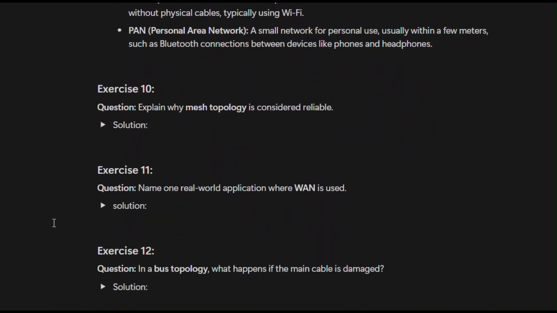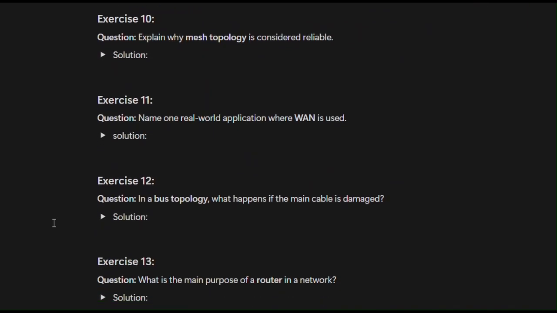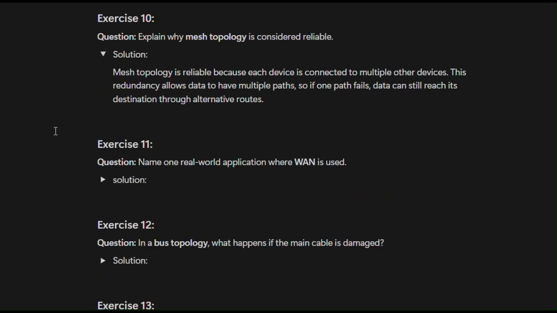Now exercise 10. Explain why the mesh topology is considered reliable. Because each device is connected to multiple other devices, this redundancy allows data to have multiple paths. So if one path fails, data can still reach its destination through alternative routes.